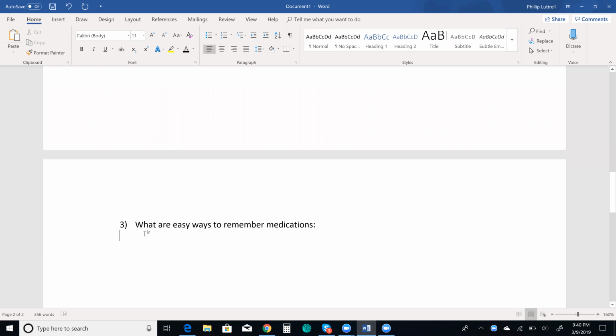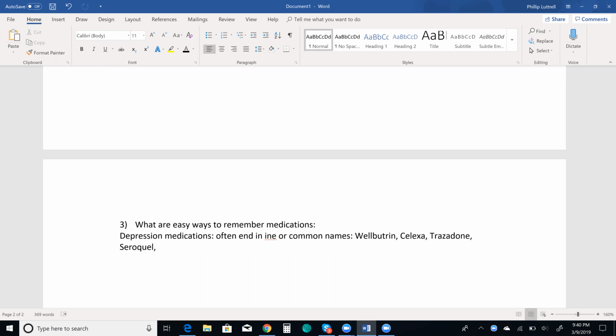Depending on what it has, depression medications often end in INE, and these are off the top of my head, so bear with me. The common names are Wellbutrin, Celexa. So those are common ones. INE is what you're kind of looking at there.